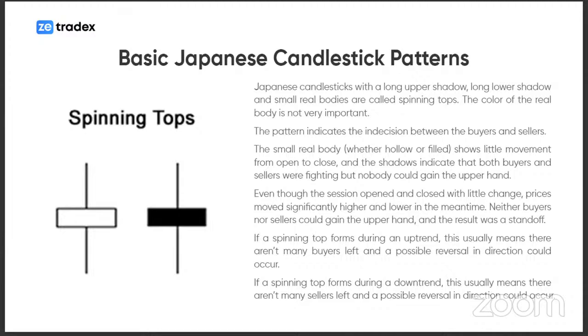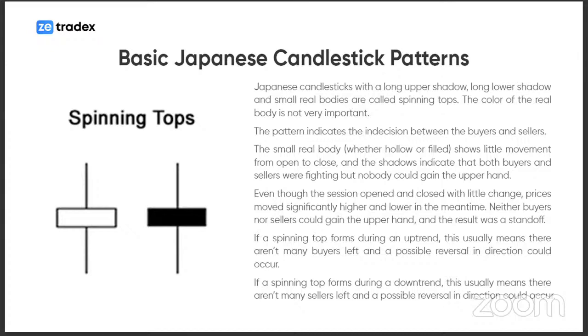Now, we also have what we call spinning tops. Spinning tops are more like short candlesticks. They are Japanese candlesticks with a long upper shadow, a long lower shadow, and small real bodies. The color of the real body is not very important. The pattern indicates indecision. It's almost similar to a candle we call a doji. It signifies total indecision between the buyers and the sellers.